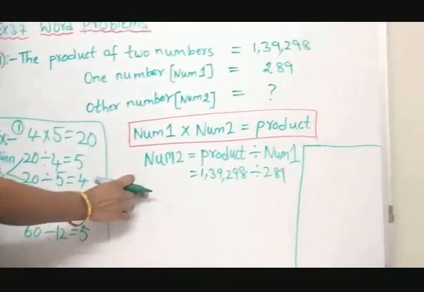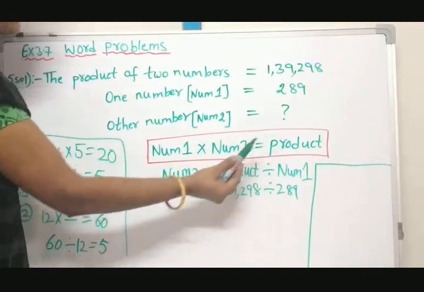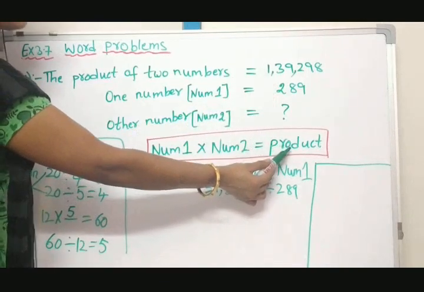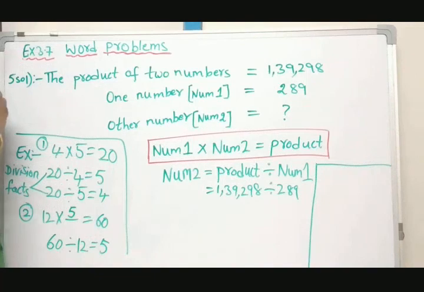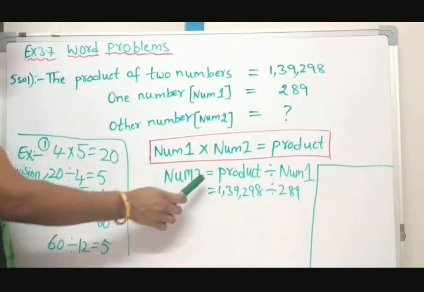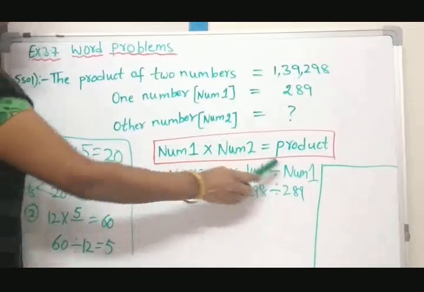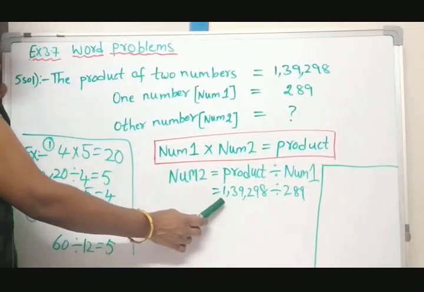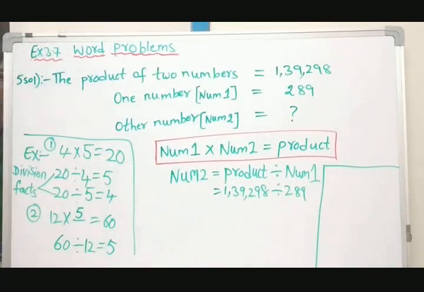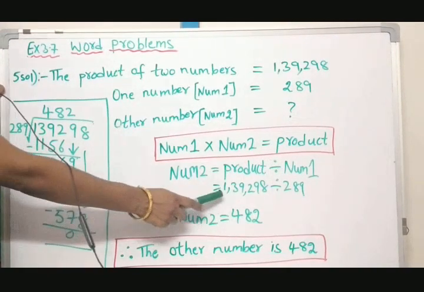Now using the same division facts, we will write here. See here, this is the first number and this is the second number and this is the product. So we already know the first number is 289 and the product is 1,39,298. We need to find out the second number, that is the other number. So using this, how can we write the division fact? The number 2 is equal to product divided by number 1. Yes? So it is 1,39,298 divided by 289.